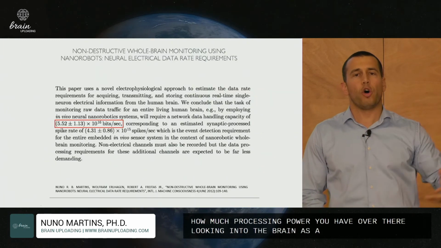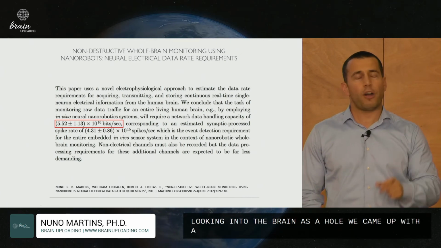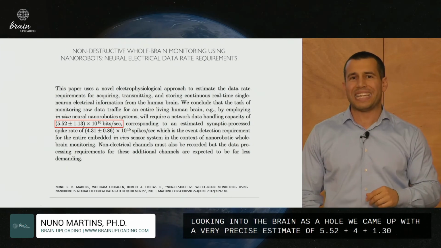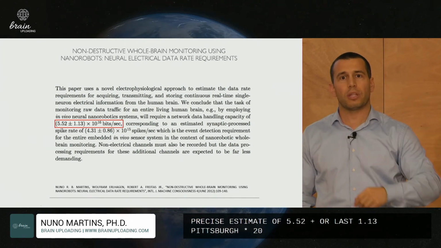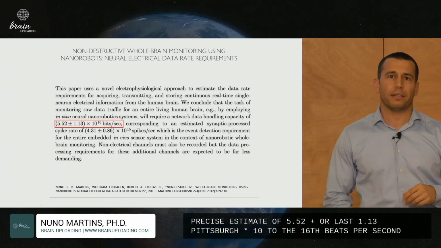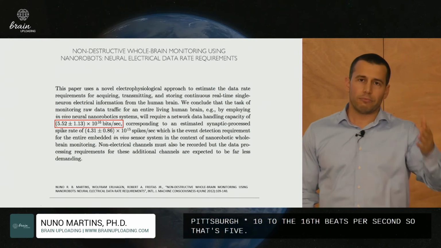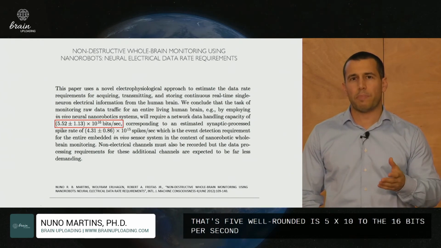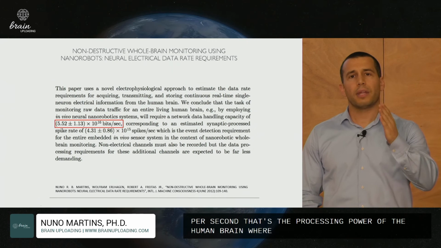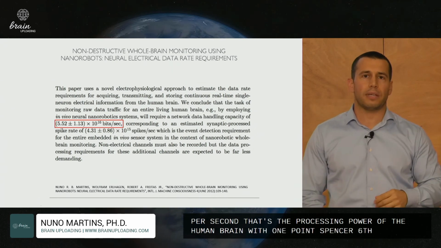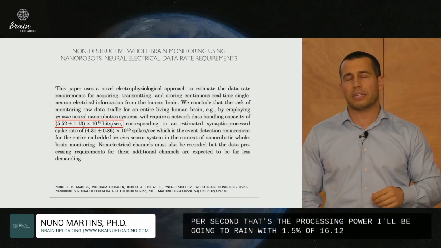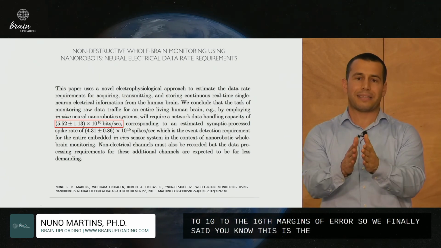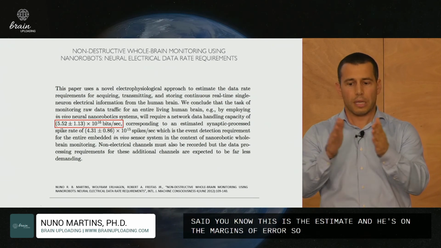Looking at the brain as a whole, we came up with a very precise estimate of 5.52 plus or minus 1.13 times 10 to the 16 bits per second. So, rounding it, that's 5 times 10 to the 16 bits per second. That's the processing power of a human brain, with margins of error of 0.1 times 10 to the 16. So we finally said, this is the estimate, and these are the margins of error, so it's certainly in here.